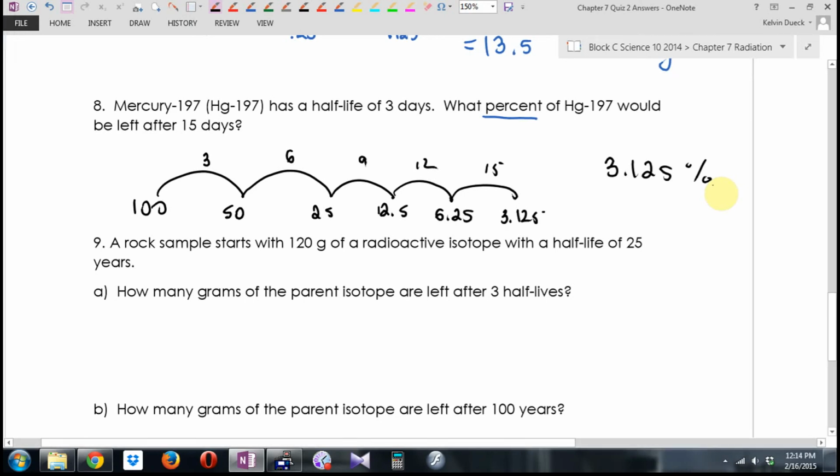I don't know what mercury's daughter isotope is. Only 4 or 5 are the ones on your purple sheet. But so this, if you started off with 100% of mercury 197 after 15 days in that bottle, only 3.125% would be left of mercury. The rest would have transformed, would have decayed into something else.